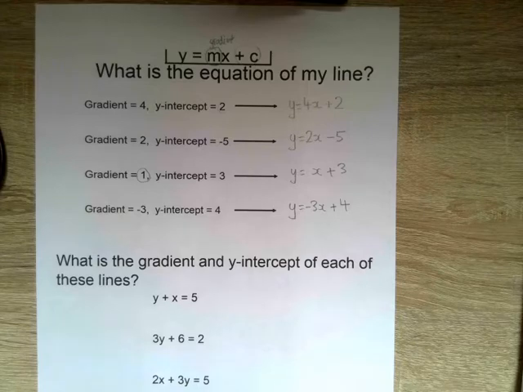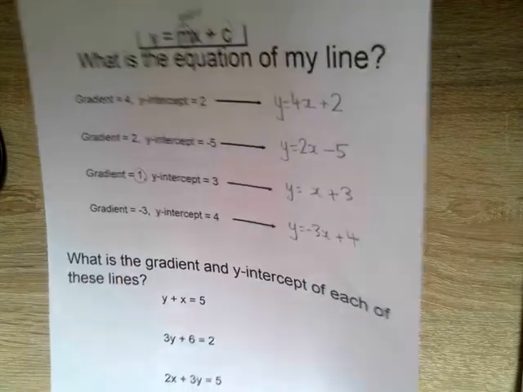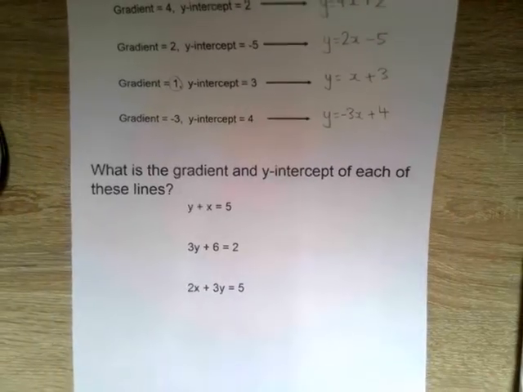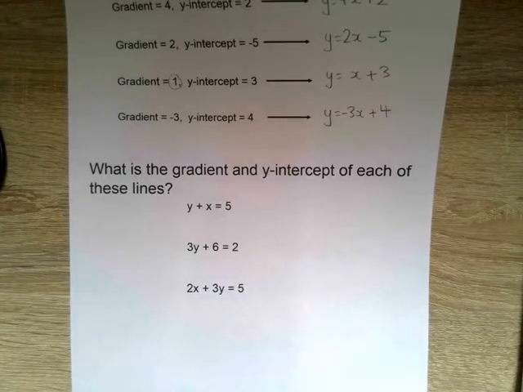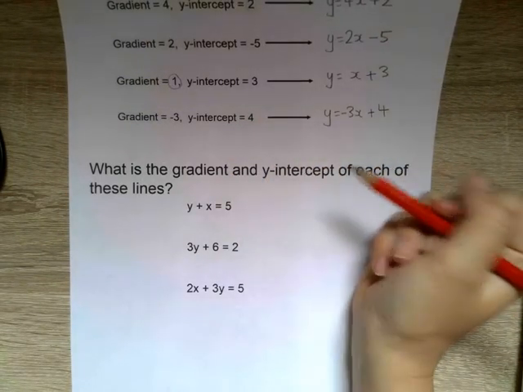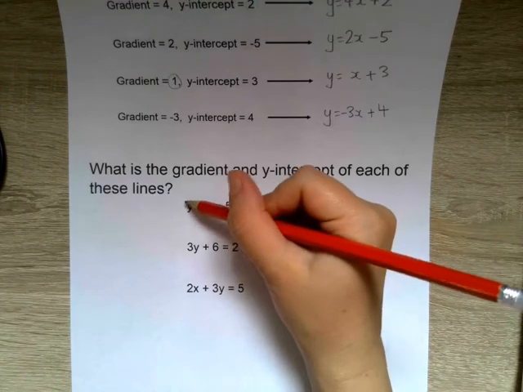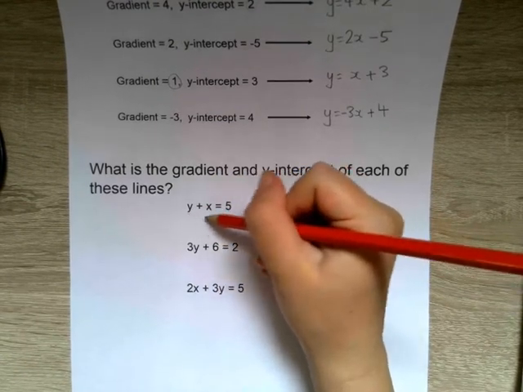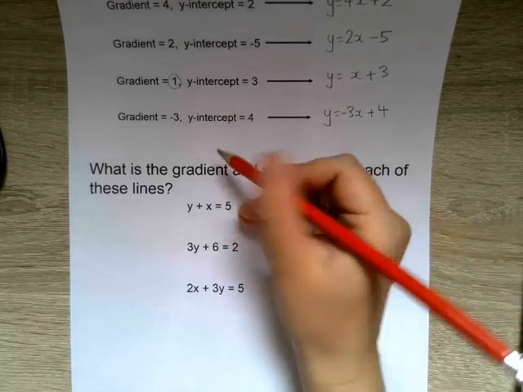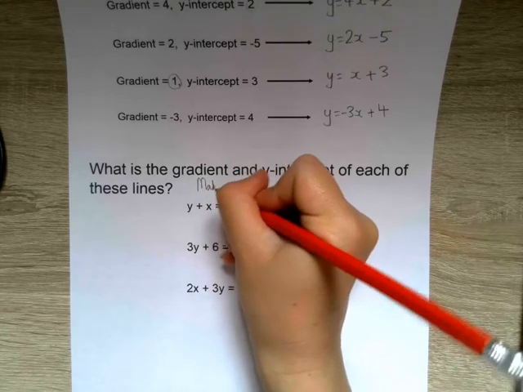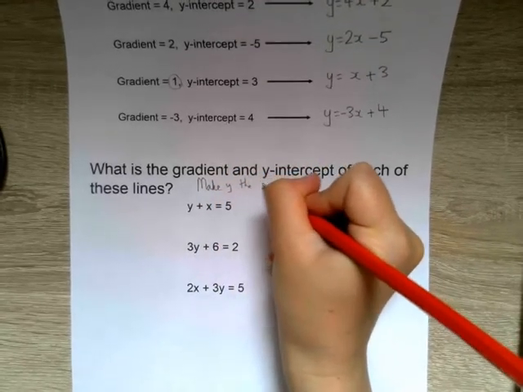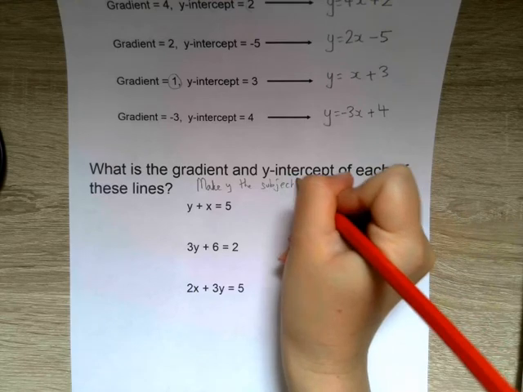Right, the last little bit then is probably the new bit. You wouldn't have done this in year 8. So for these ones, you've got to find the gradient and the y-intercept of each of these lines. Now you can see that this line doesn't begin with y equals, so y isn't the subject. So the first thing you've got to do is make y the subject. So it brings in what we have done in year 10.